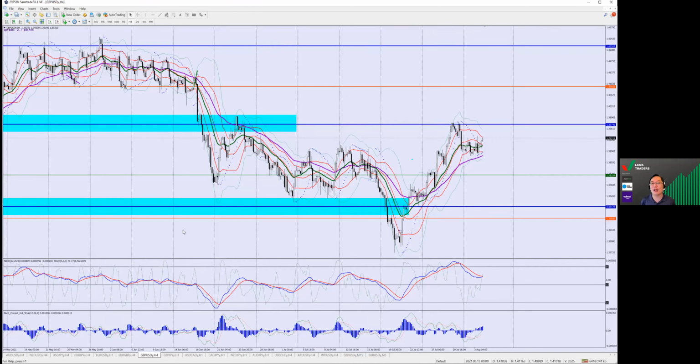It seems that all the central banks this month have the same theme: let's wait and see, let's keep it as it is. We have the Aussie RBA doing the same thing, and the US Fed is also doing exactly the same thing as well.